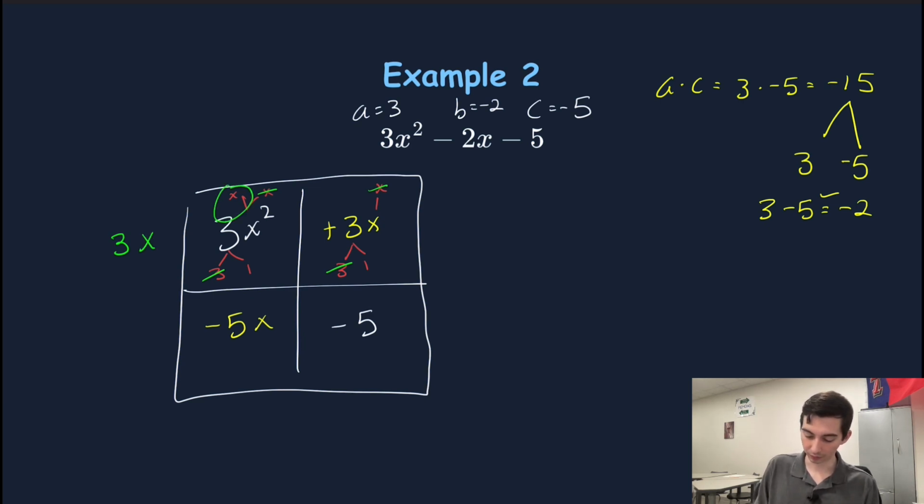And now we're left with just an x here. So I'm going to say this is x. And here all we're left with is this 1. So I'm going to say plus 1.